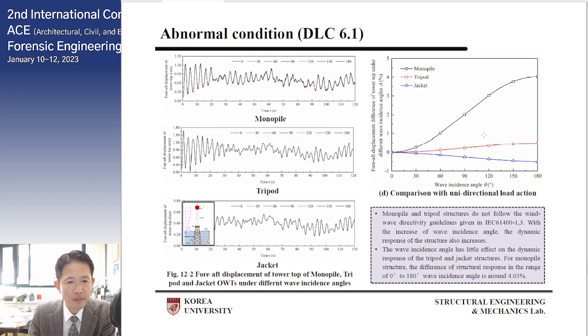61400. Maybe I think it's due to the abnormal condition. The thrust caused by the wind load is very small because this is the idling state. But wave loading produces the structural behavior. That's why the fore-aft displacement difference increases as the wave incident angle changes and becomes opposite to the wind direction.